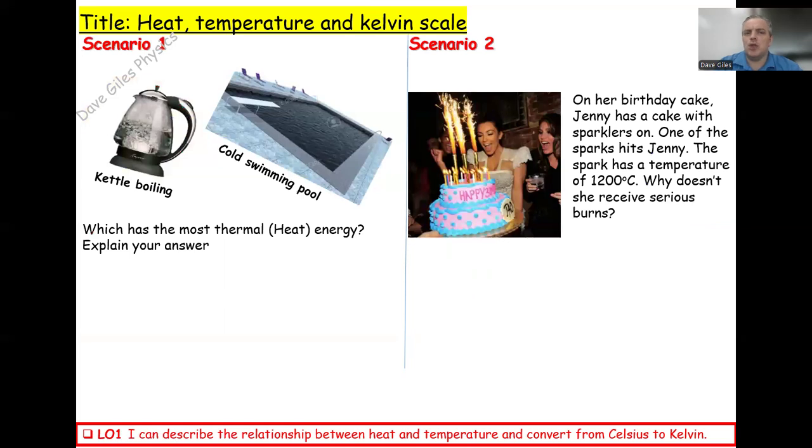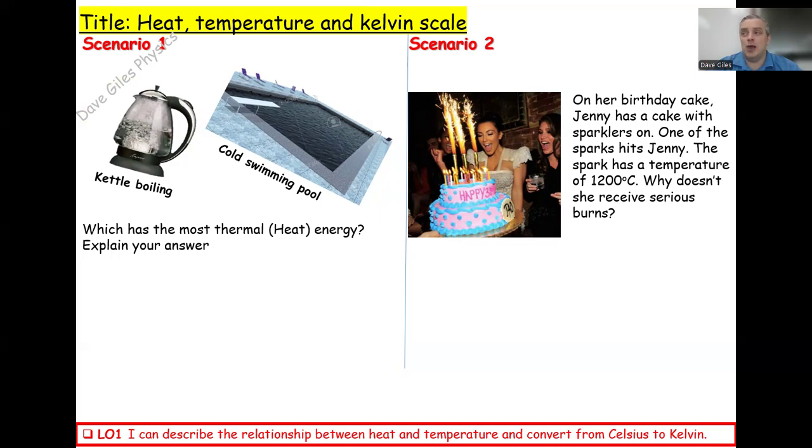So two little scenarios here to think about for a moment. The first one: which has the most thermal energy? We've got two choices, either a boiling kettle or a cold swimming pool. Now, naturally, you might think that the kettle's going to have a lot more thermal energy, because if it's boiling, it's going to be close to 100 degrees Celsius. But that's not quite the whole story.